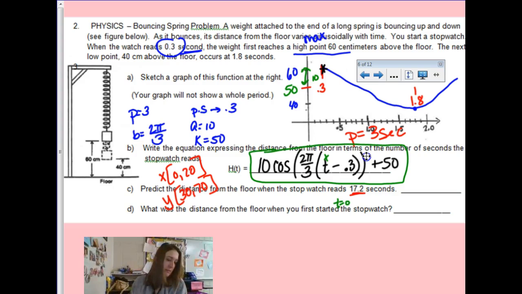Just for a little heads up, if you're practicing this, please pause the video and try typing this in on your calculator and finding these two values. But you should get an answer here of 43.3 centimeters. And then here you should get an answer of 58.1 centimeters. All right.